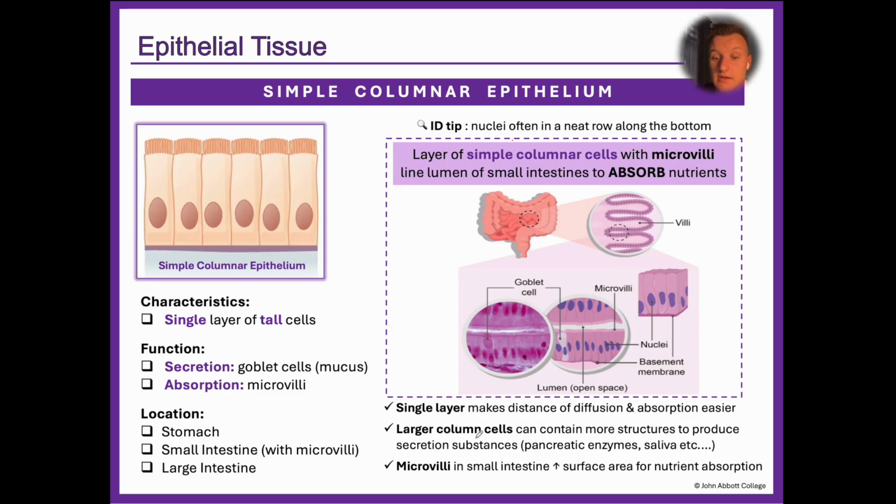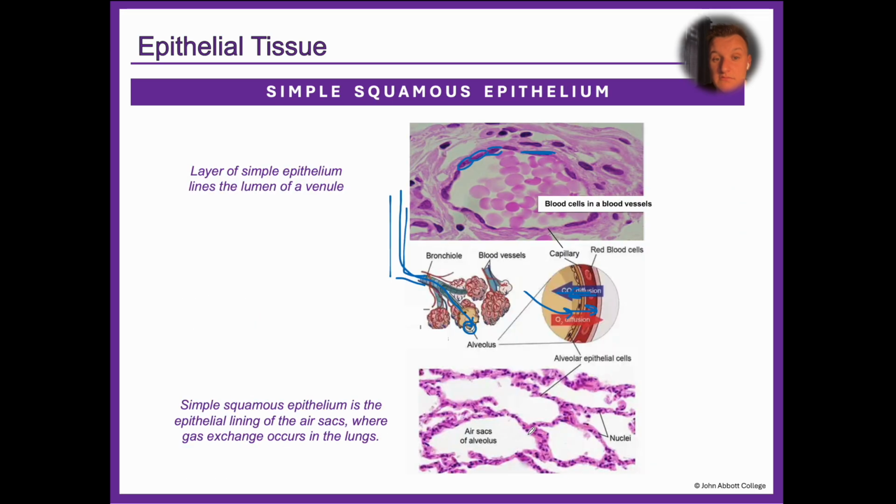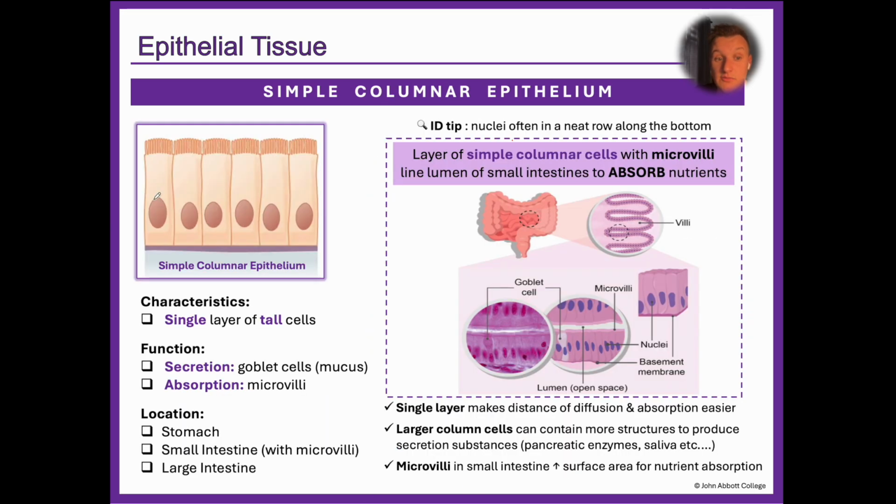They're larger cells compared to these simple squamous, right? These are much bigger because they contain more structures to produce the secretions, right? Maybe certain enzymes or saliva if they're in a gland, right? So this over here, they're bigger cells because they make enzymes and they actually have a function that is important.